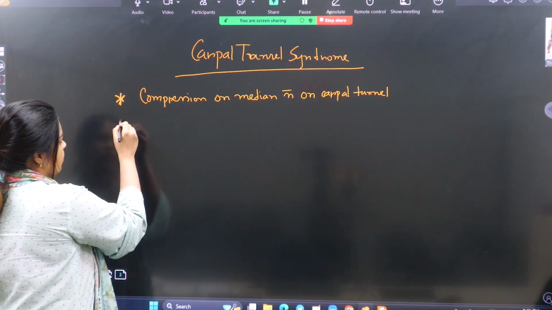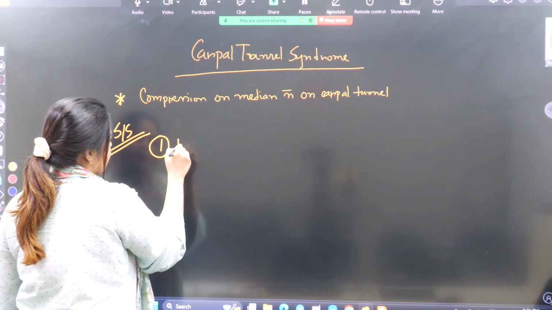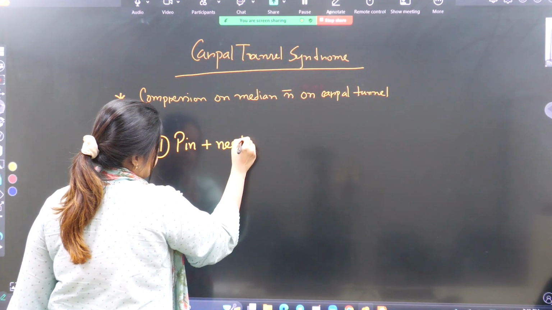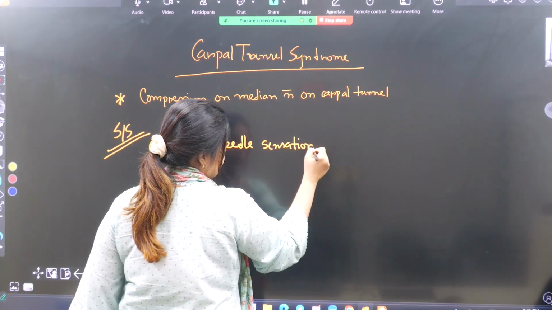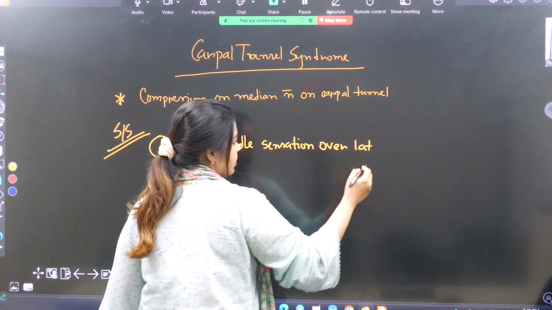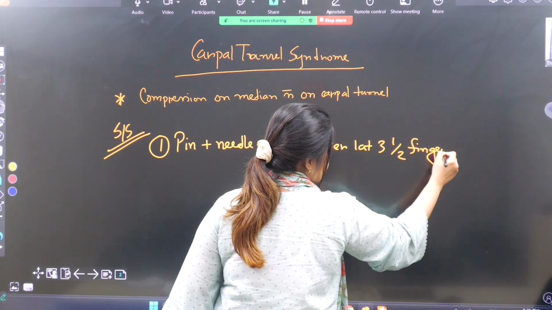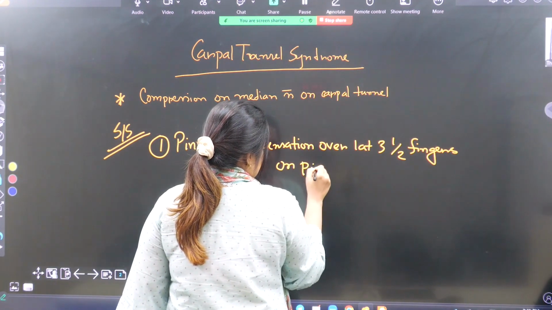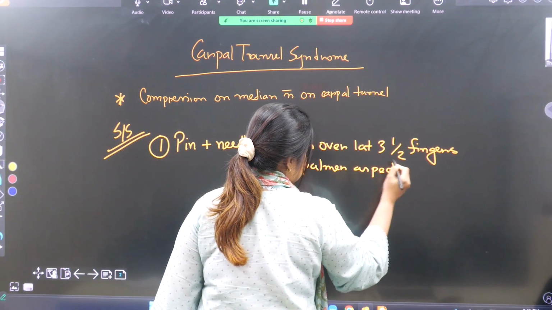So carpal tunnel syndrome, the sign symptoms mainly, what is the sign symptoms? Mainly the pins and needle sensation over lateral 3.5 fingers on palmar aspect. Okay, this is the important one.